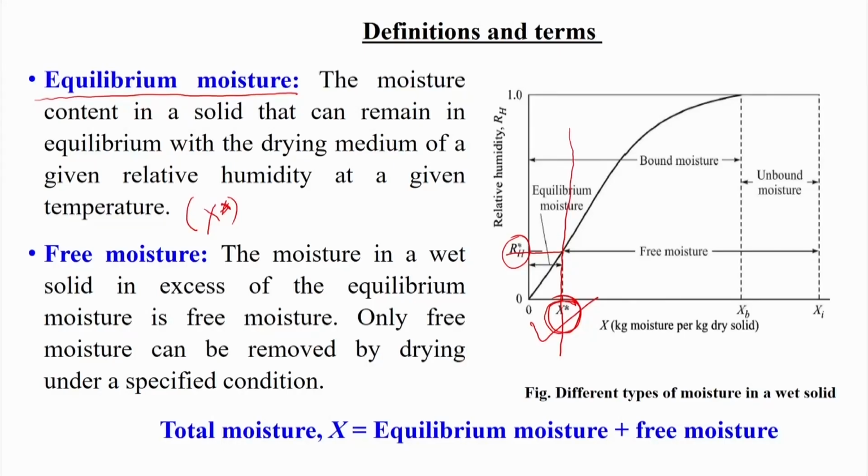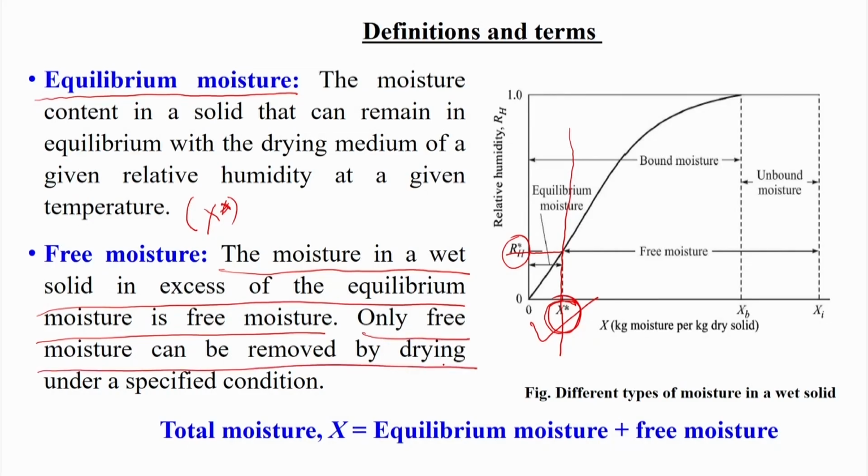And the free moisture: we can say the excess of the equilibrium moisture in the total moisture is called the free moisture. So, the moisture in a wet solid in excess of the equilibrium moisture content is free moisture. In technical definition, only free moisture can be removed by drying under a specified condition, meaning a particular temperature, pressure, relative humidity and flow rate of the drying medium. In that condition, which amount can be separated?